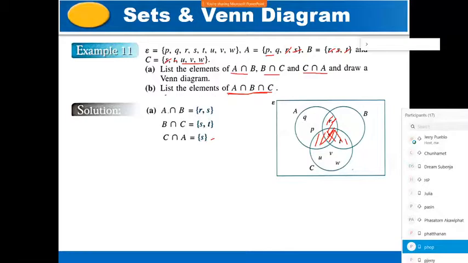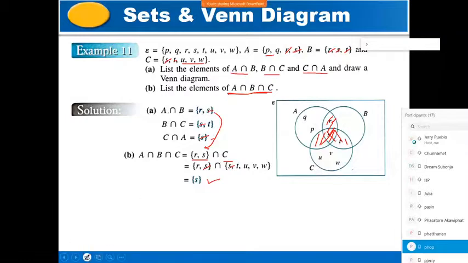Okay. And what is the list of elements of A intersect B intersect C? Means to say if we combine this together, you have S, S, and S here. That's why you have set element S. Okay, that's why A intersect B is RS here, right? Then intersect C. Then since C is STW, what are the common between two? We have S only, right? So the answer is S.